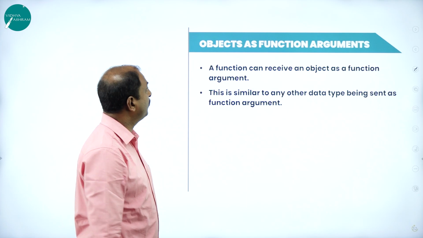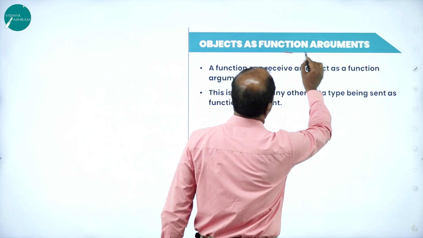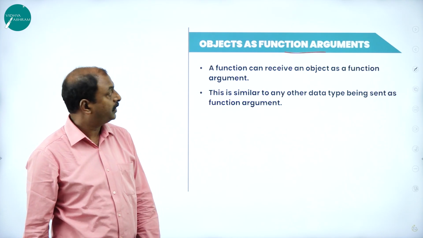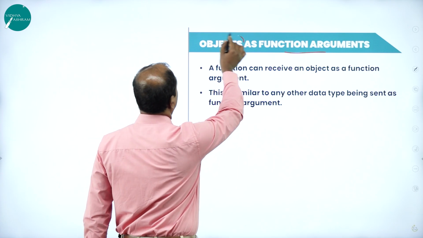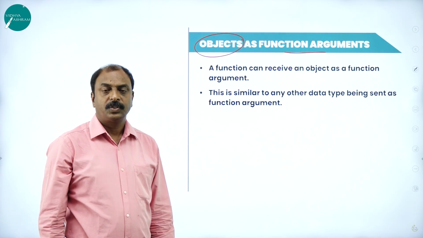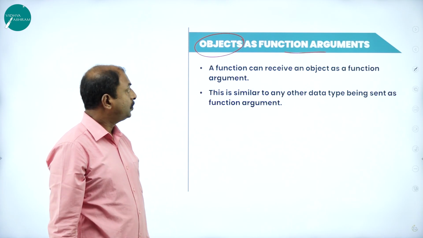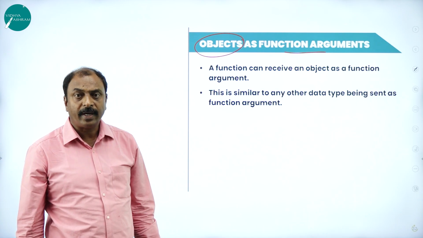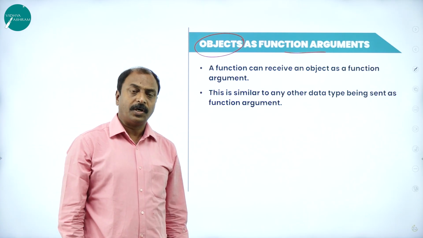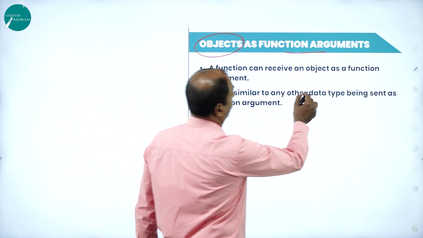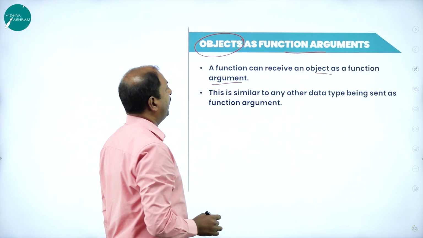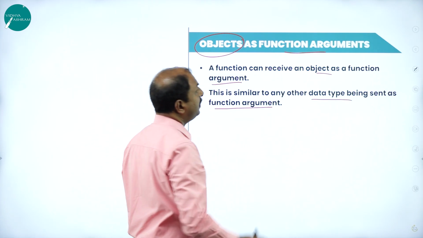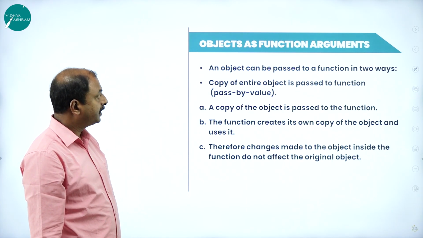In the next concept, we discuss object as a function argument. We know what a function is, and function arguments are parameters. So here it is possible to have objects. Now we know what an object is, and you know how to create an object of a class. So next, this same object can be used as a function argument. It means the function can receive an object as a function argument, and this is similar to any other data type being sent as a function argument. Now in the next slide, see.